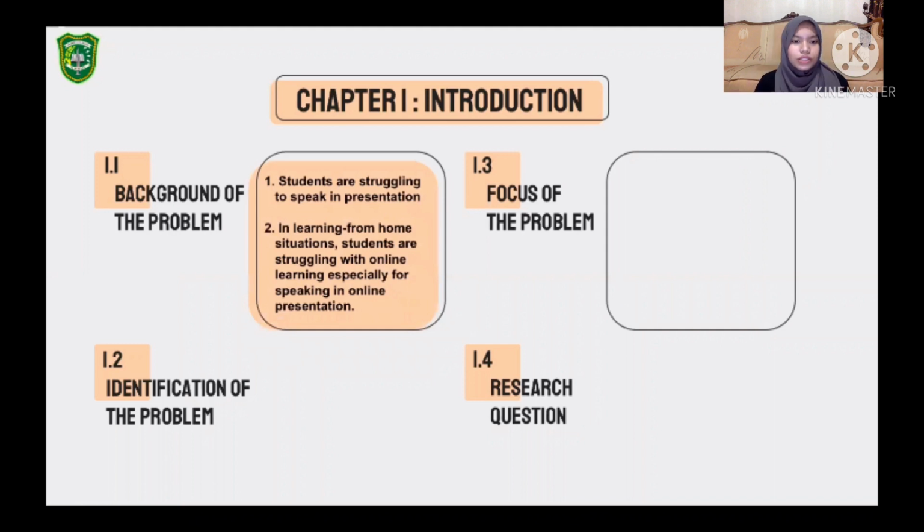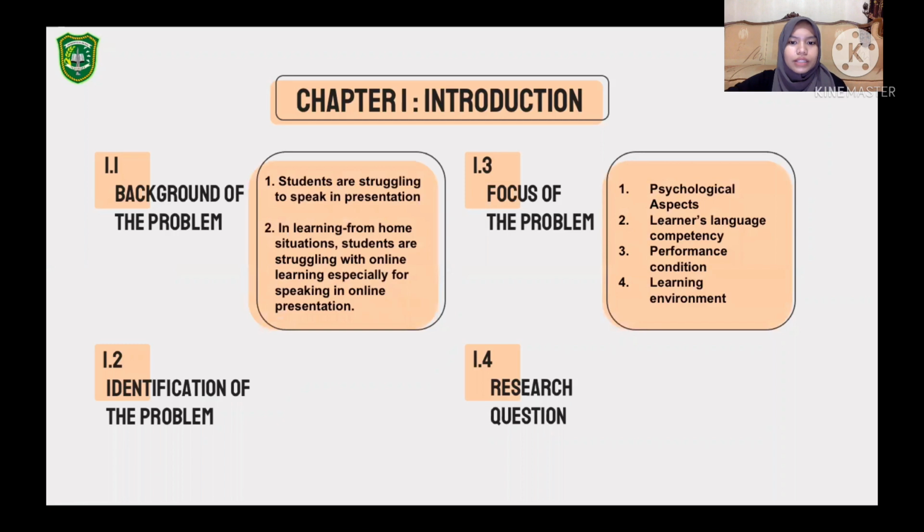Next, 1.3, Focus of the problems. Related to the identification of the problems stated above, the researchers need to limit the problems. The researchers focus on psychological aspects, learner language competency, performance condition, and learning environment, which are internal and external factors. Next, 1.4, research questions. Based on the focus of the problem, the research question is: what are students' perspectives on online presentation in speaking class of 6th semester at English language education at Universitas Islam Riau?